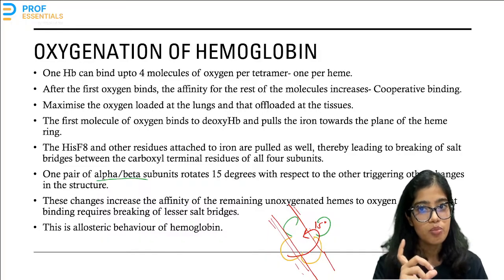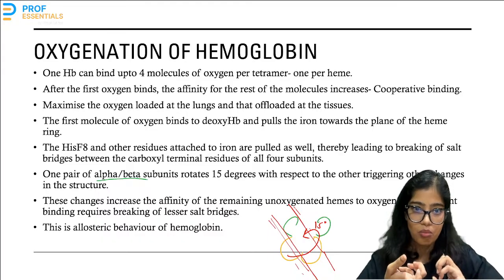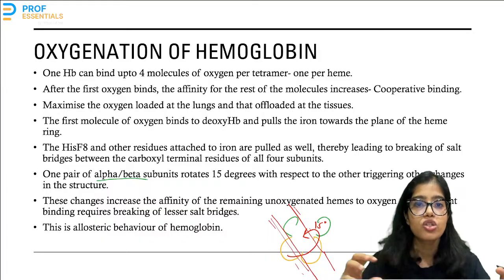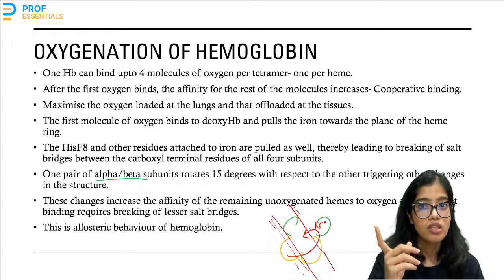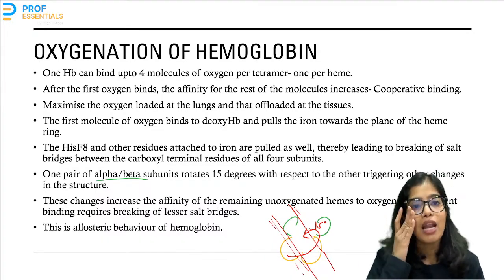After the salt bridge is broken, there is a conformational change by the twisting or the rotation of the molecule, and now it is extremely easy to break the rest of the salt bridges because it is now quite unstable. Therefore, this is what is known as cooperative binding. And this is an example of an allosteric behavior.